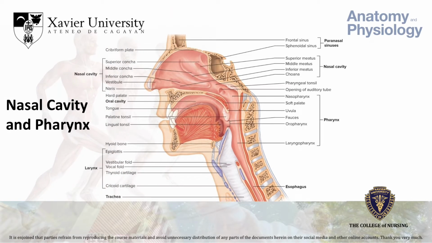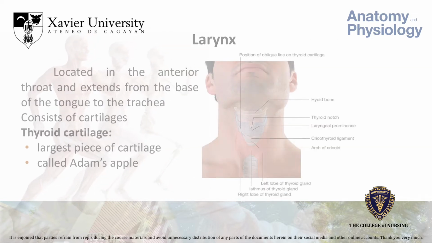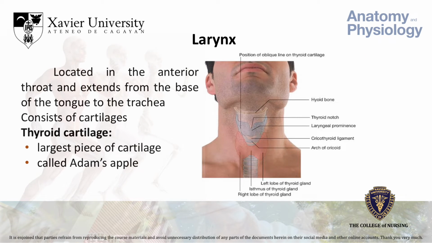You can see the medial view of the sagittal section through the nasal cavity and pharynx. Now let's proceed to the larynx. The larynx is commonly called the voice box. It is located in the anterior throat and extends from the base of the tongue to the trachea.